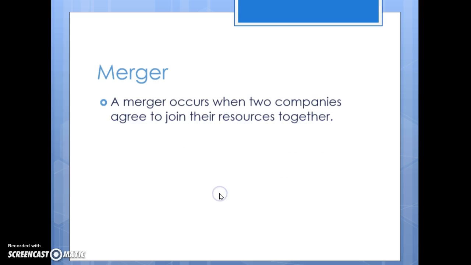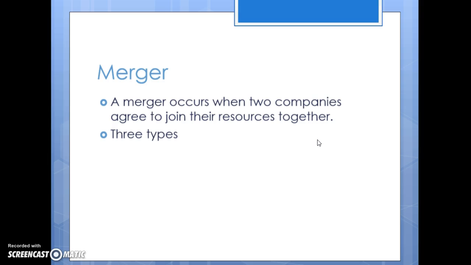On the other hand, we also have mergers. A merger is when two organisations agree to come together with the idea of joining their resources together. One organisation may have particular strength in one resource area. For example, organisation A may have particular strength in marketing to a particular target market. Company B, on the other hand, may not have that strength, but its strength is in production. They have very good production.